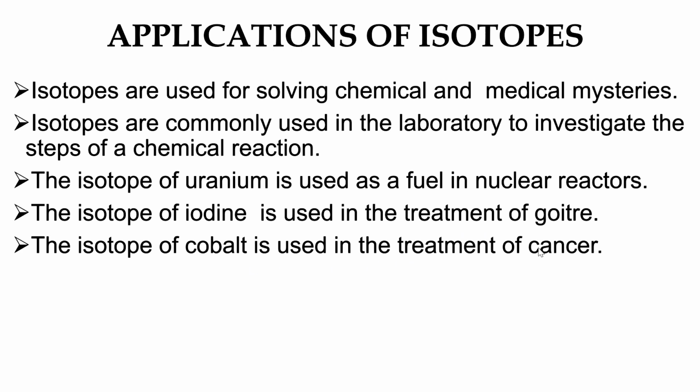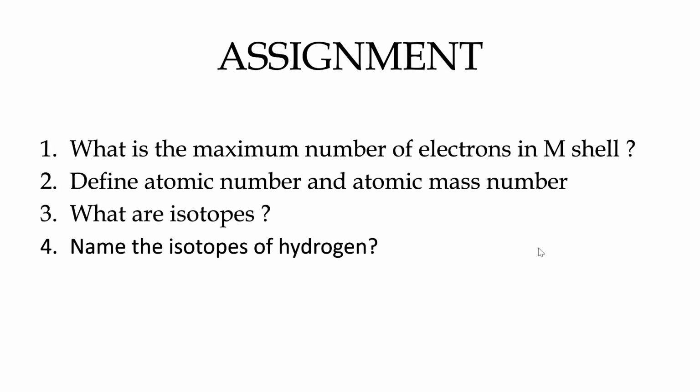Coming to the assignment, what is the maximum number of electrons in M shell? Second question, define atomic number and atomic mass number. Third question, what are isotopes? And the fourth question, name the isotopes of hydrogen.